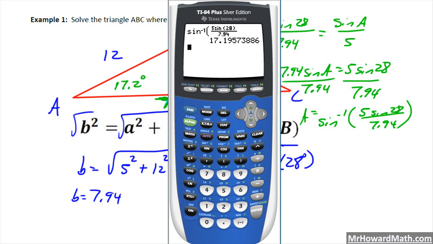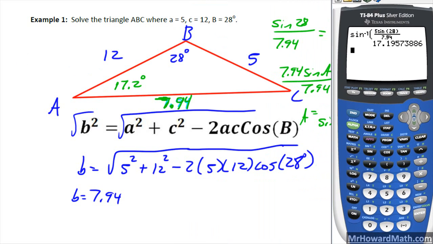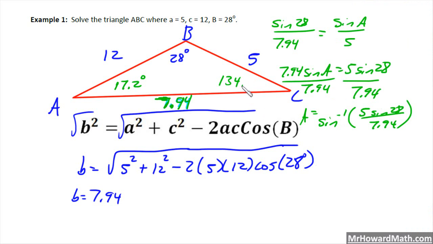So that means that angle C is going to be 180 minus the other two. So 180 minus 28 minus 17.2. And angle C is 134.8. And we have this triangle solved.